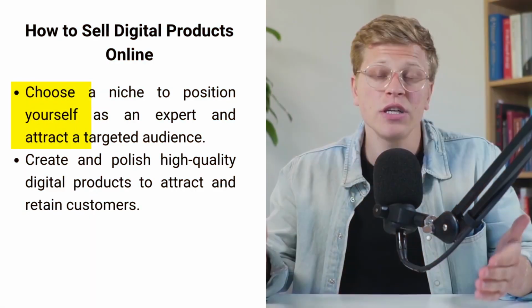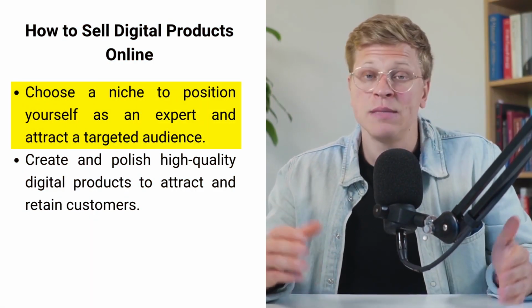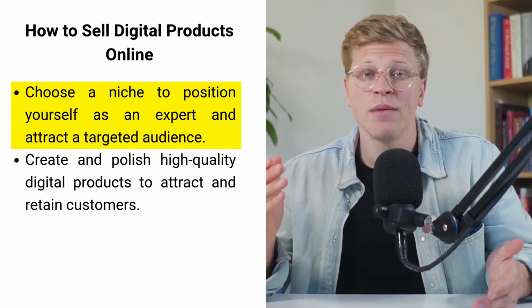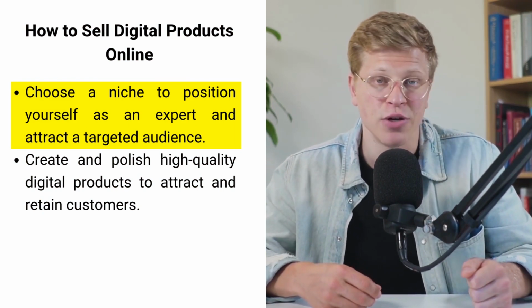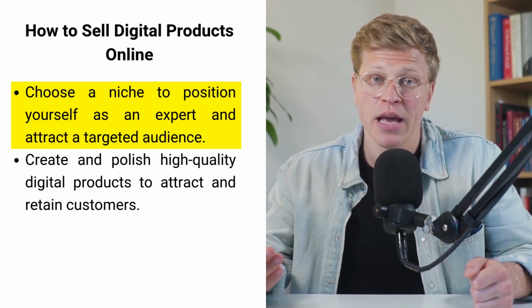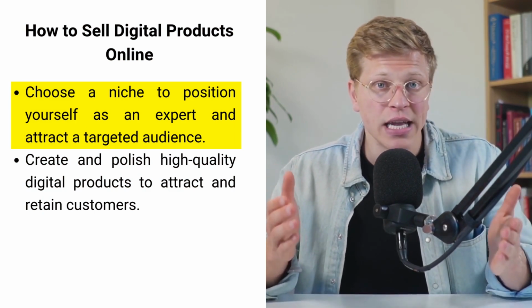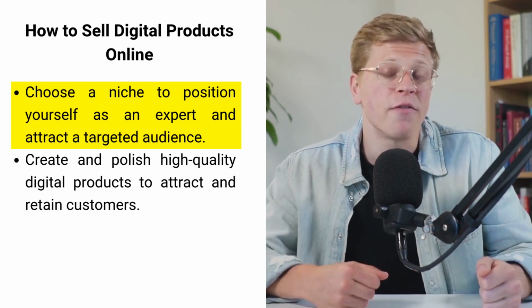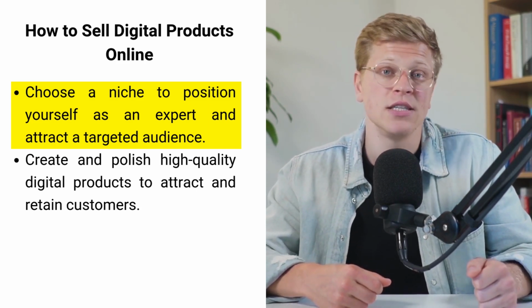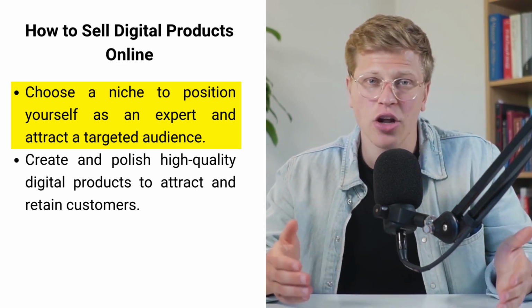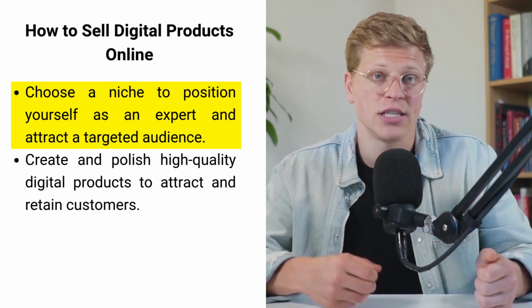How to sell digital products online. Starting a digital product business involves a few key steps. First, you need to choose a niche. Specializing in a specific area helps you position yourself as an expert, giving you brand credibility. Instead of trying to sell various digital products, focus on a niche that interests you and where you can offer valuable products. This specialization helps attract a targeted audience and enhance your chances of success.